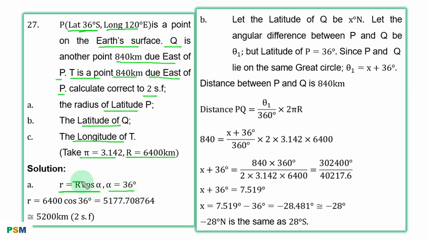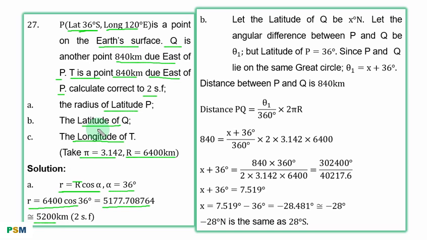Radius of the Earth is equal to 6,400 kilometers. You have it in this form, which simplifies to this, to 2SF. The radius of latitude P is equal to 5,200 kilometers. B part of the question: find latitude of Q.